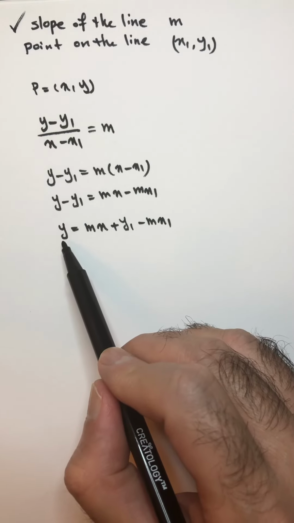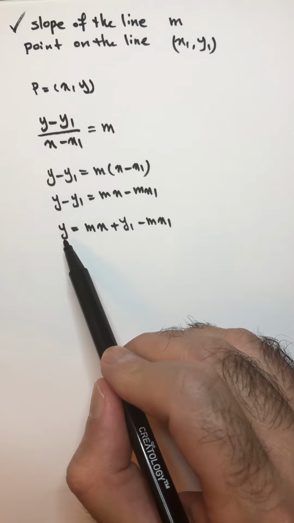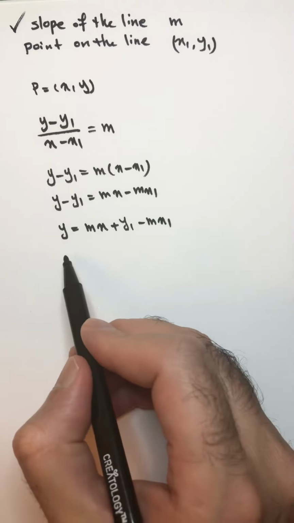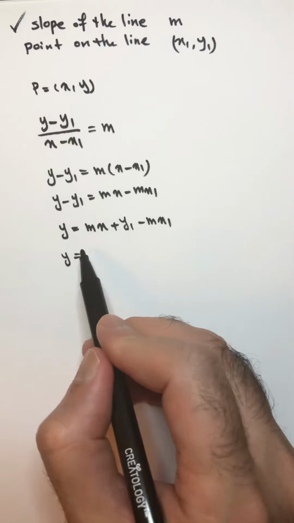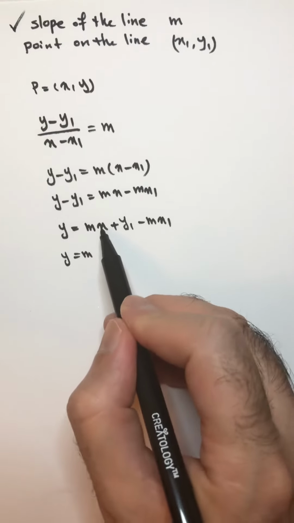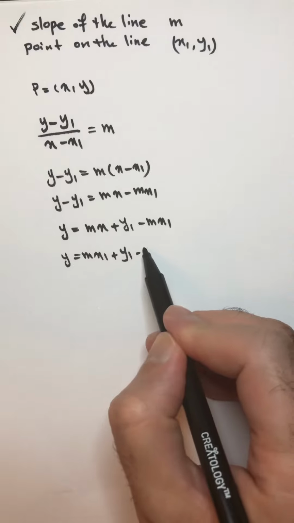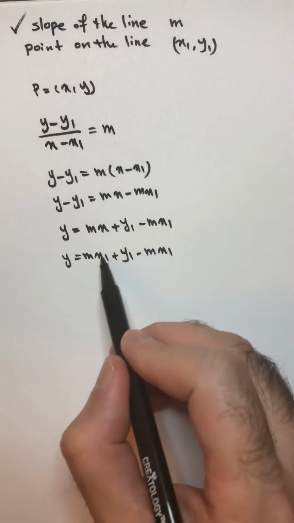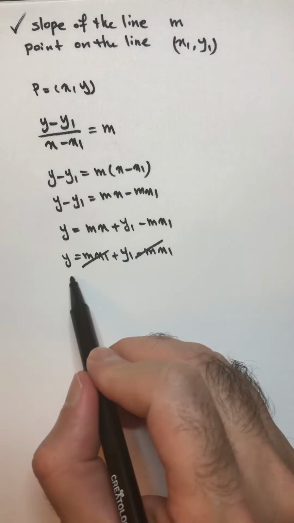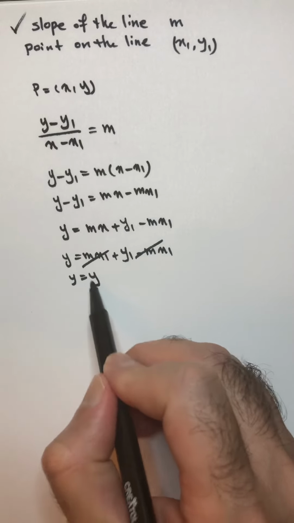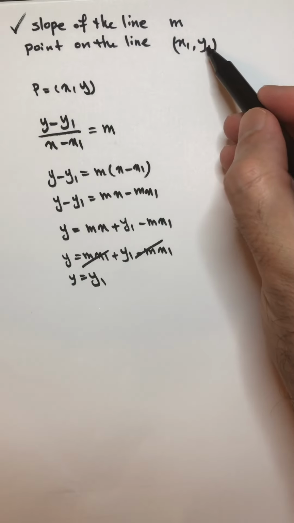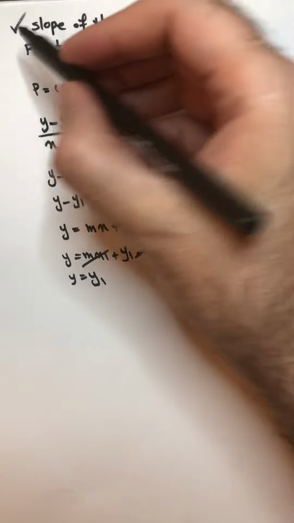Otherwise, it means that we have made a mistake in our calculations. So let's calculate y equals m, for x we insert x1, plus y1 minus mx1. So this term and this term cancel, which means y equals y1, and that is the coordinate that we have for the y coordinate for the given point. So this one is also checked.